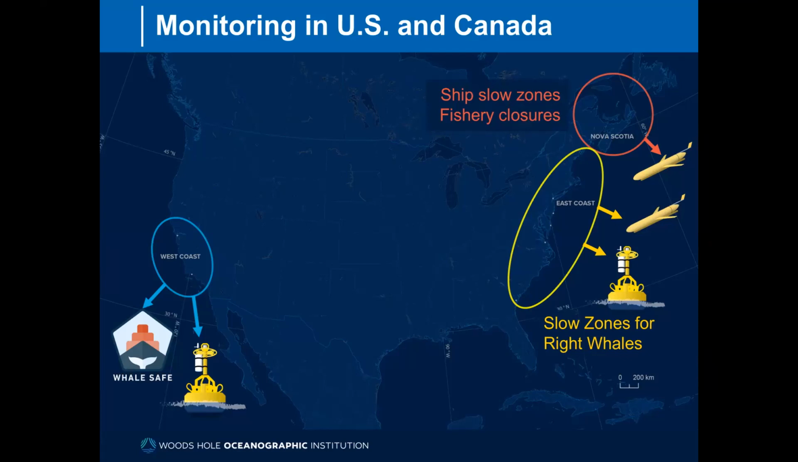The East Coast data is mostly focused on right whales, and all of the right whale data go to the US government and are used in what's called the Slow Zones for Right Whales program, which is a program of voluntary ship speed reductions along the US East Coast. So when right whales are heard, these slow zones go into place and mariners are encouraged to slow down to 10 knots or less around the area where right whales have been detected.